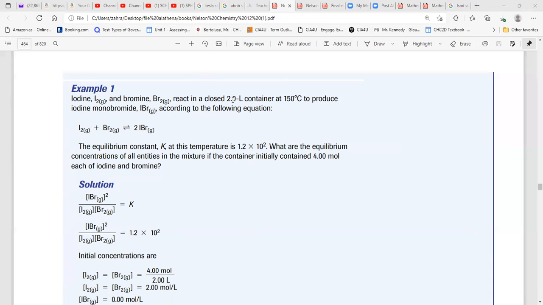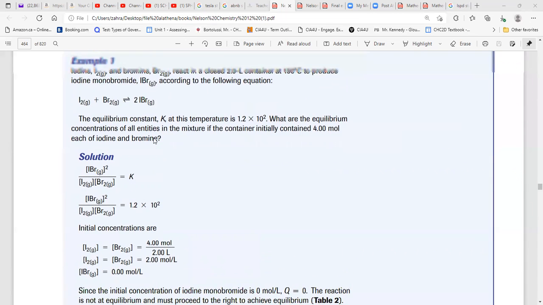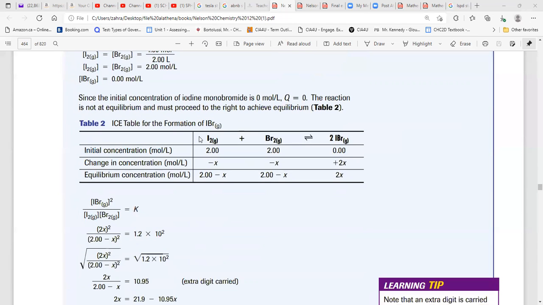You just find the concentration of that. So 4 divided by 2 is 2. So the concentration of I2 and Br2 is 2, and IBr, we have nothing. Of course, if you have nothing here, it goes forward, right? That's why when you are putting the ice table, you know it's a forward equation. Initially, you put 2, 2 here and 0 here, nothing. Since this is forward, it's going to be 2 minus x, 2 minus x, 0 plus 2x, because this coefficient is 2. So you have your equilibrium.